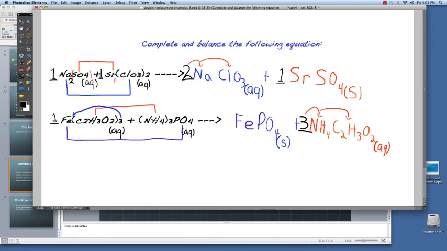So I'll go ahead and put a 1 here. I'll go ahead and put a 1 here. And I'll make sure to put a 1 over here. And now I can see that the sum of the coefficients would be 3, 4, 5, and 6.